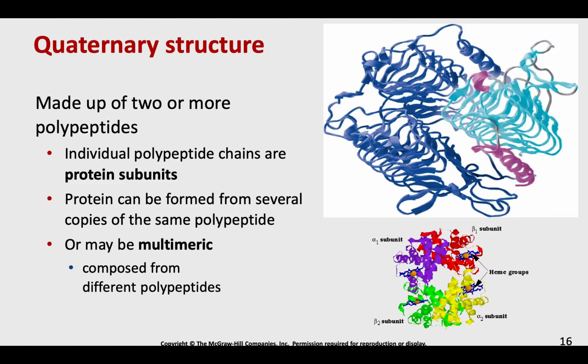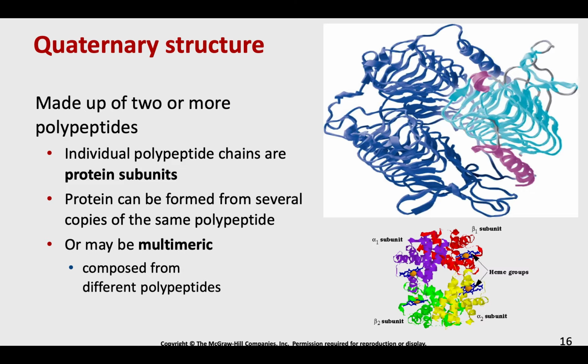Now if we add more than one polypeptide together, this is where we can get a quaternary structure. This is going to be two or more polypeptides. We often refer to proteins that have two or more as having individual protein subunits. The subunits would be the individual polypeptide chains. We can have these proteins be the same type of protein over and over. The subunit could be the same polypeptide, folded in the same way. Or it could be multimeric, which can be composed of different types of polypeptides.